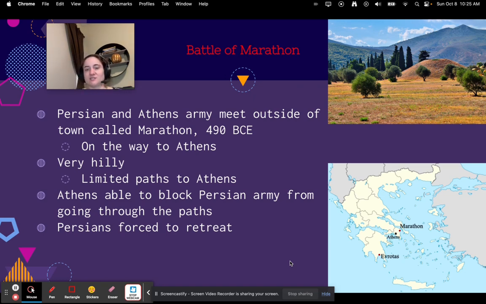It is a very hilly region. Here's a picture of what it looks like. You can see a lot of mountains and valleys. There were limited paths to Athens because of this, because climbing over mountains is hard. So Athens is actually able to block the Persian army from going through the paths, and the Persians are forced to retreat. So the Athenians win that.